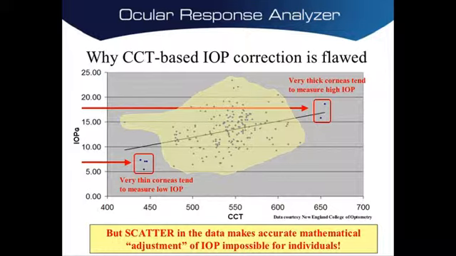That formula does not apply to this eye up here or this eye down here. In fact, here's two eyes, both 600 microns, and one's way on this side of the line and the other's way on this side of the line. You literally don't know which direction to adjust the pressure. So that's over and done with. Central corneal thickness adjustment nomograms do not work.